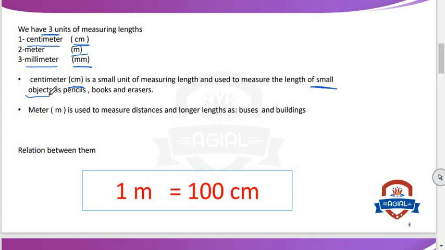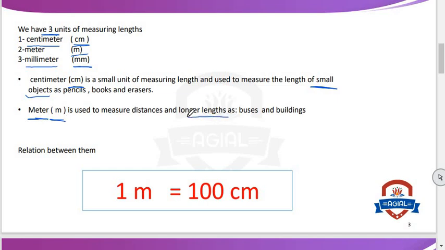Okay. After centimeter, we have meter. Meter, or we denote it by m. We write m, meaning meter. Meter is used to measure distance and longer lengths. Okay, we use meter to measure distance, a big distance, and longer lengths.